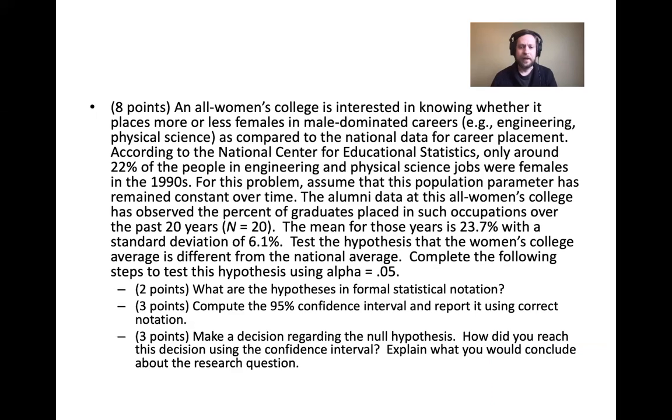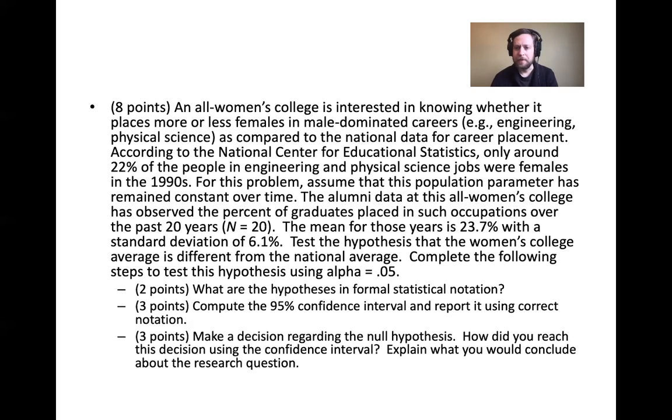Okay, an all-women's college is interested in knowing whether it places more or less females in male-dominated careers like engineering, as compared to national population data for career placement. According to the National Center for Educational Statistics, only 22% of the people in engineering and physical science jobs were females in the 1990s. So this 22% right here is basically going to be our population mean. For this problem, assume that this population parameter, referring to the 22%, has remained constant over time.